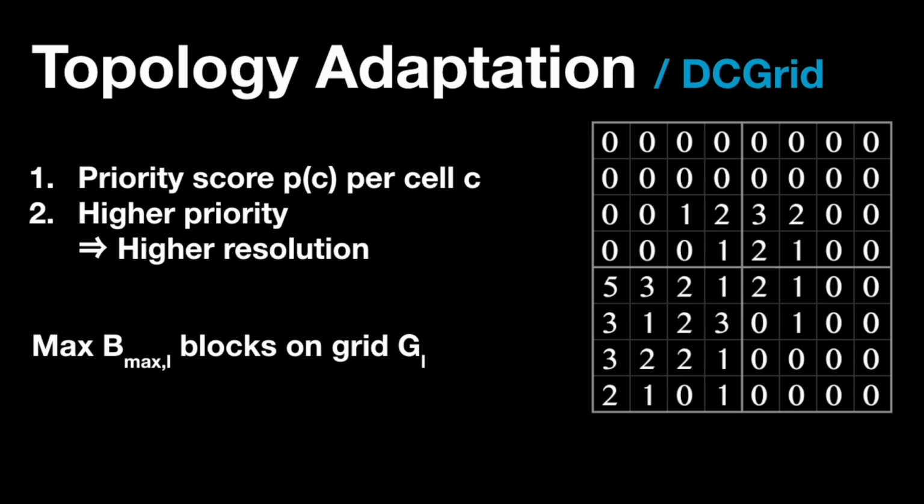Our optimization criterion is now as follows. We want cells with higher priority scores to have a higher resolution. However, we can only assign a maximum number of blocks on each of the grids in the grid hierarchy. And our algorithm approaches this optimization criterion in two phases.